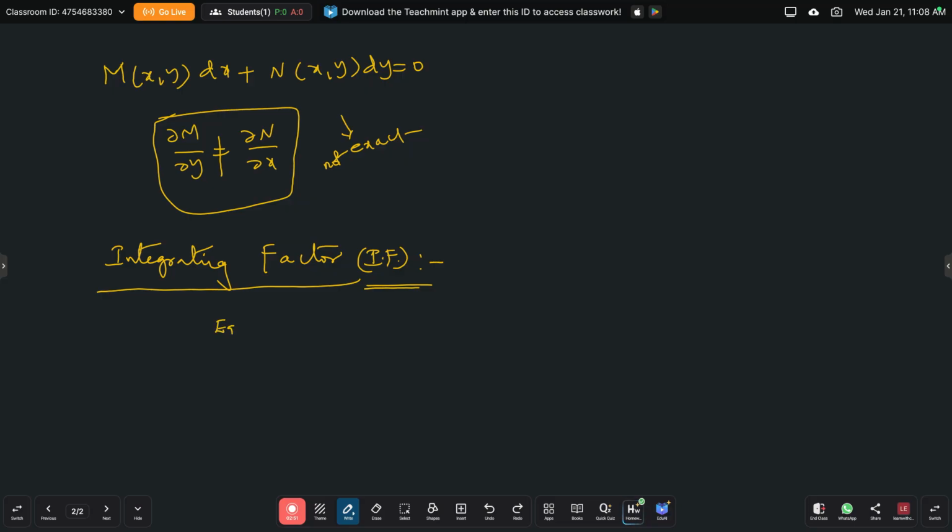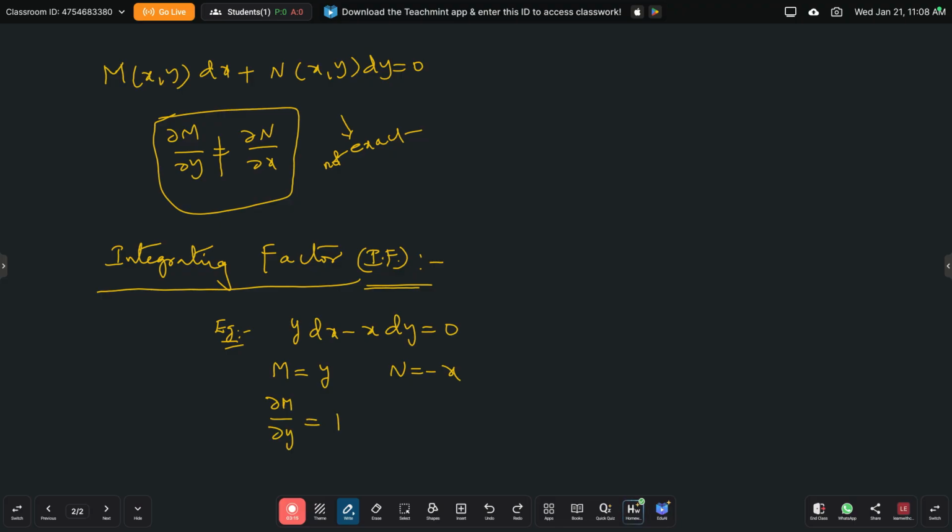Let us see one simple example. Like we have y dx minus x dy is equal to 0. Now we have the M dx plus N dy is equal to 0 form. That's very clear. Let us see what M is here. M is y and what is the N value? Minus x. Now let us calculate the partial derivatives.